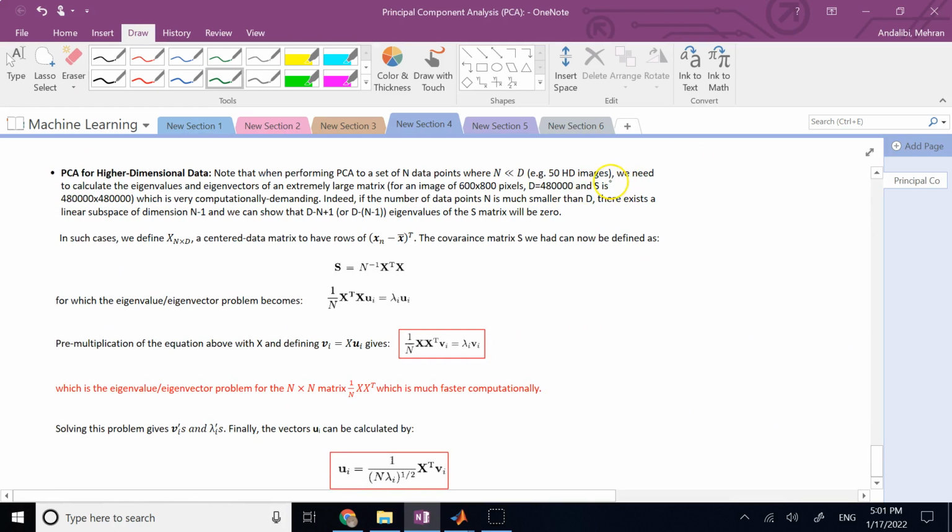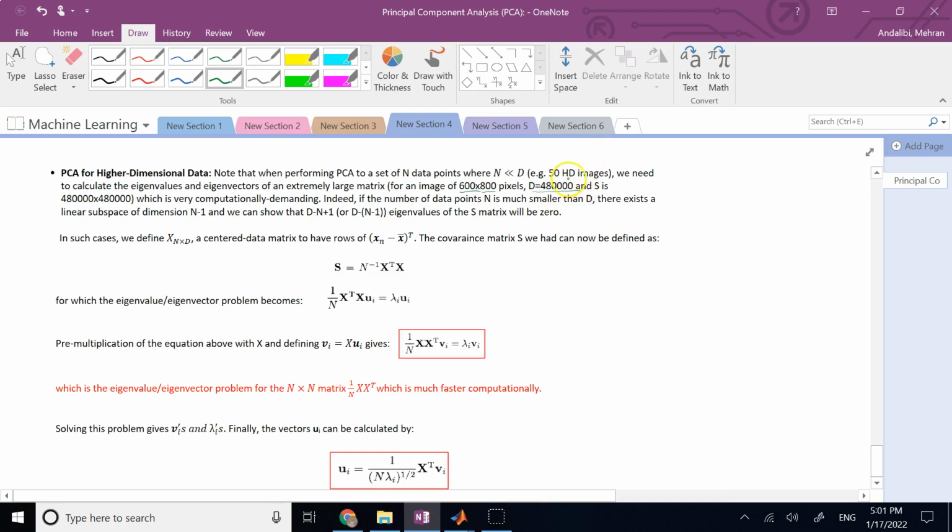For these images, D, the dimension, is huge. Why? Let's say you are working with images that are like 600 by 800 pixels. Or if they are HD, each dimension is more than 1000 pixels. So D, in this case, 600 by 800 is going to be 480,000, or for the HD, it's definitely above 1 million, right? So D, the dimension, is huge.